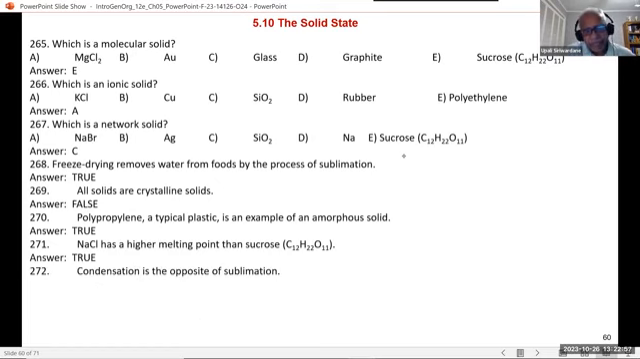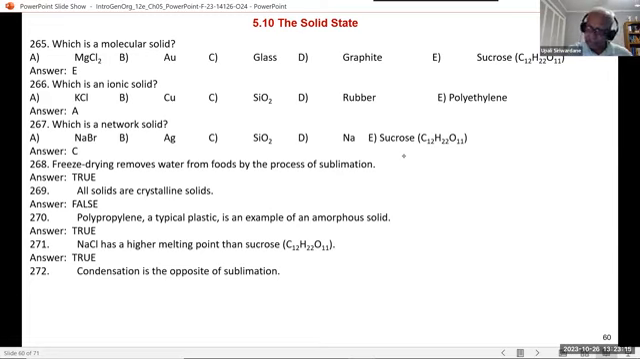Condensation is the opposite of sublimation. Condensation is gas to a liquid. Sublimation is solid to a gas. Therefore, it's nothing to do with condensation.